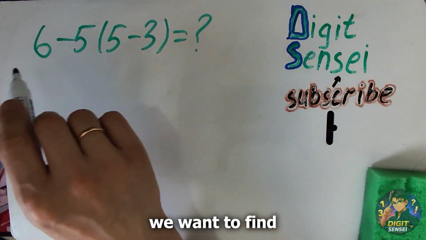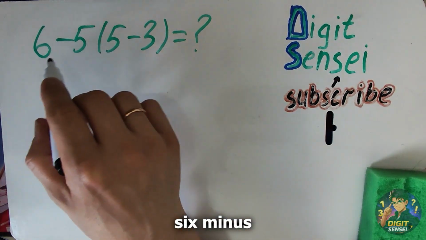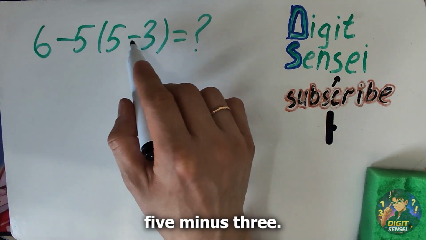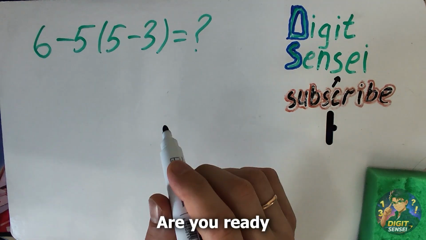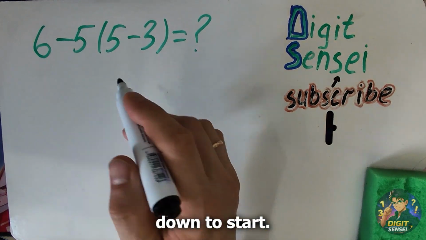In this video we want to find the value of this expression: 6 minus 5 times (5 minus 3). Are you ready to solve? Let's go and get started.